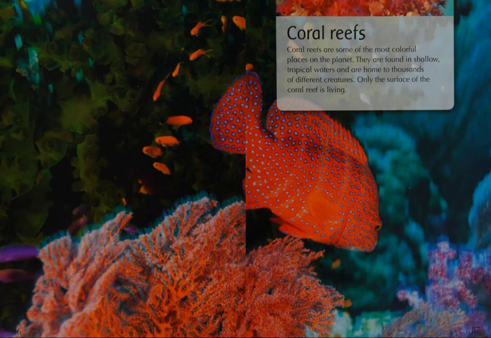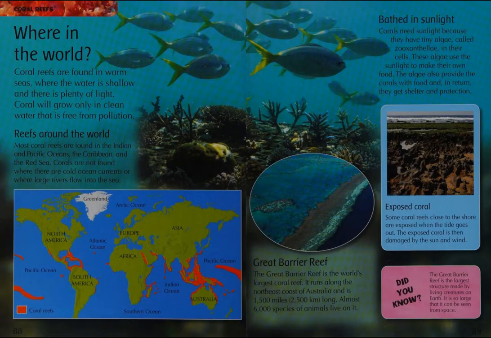Coral reefs. Coral reefs are some of the most colorful places on the planet. They are found in shallow, tropical waters and are home to thousands of different creatures. Only the surface of the coral reef is living. Where in the world? Coral reefs are found in warm seas, where the water is shallow and there is plenty of light. Coral will grow only in clean water that is free from pollution.